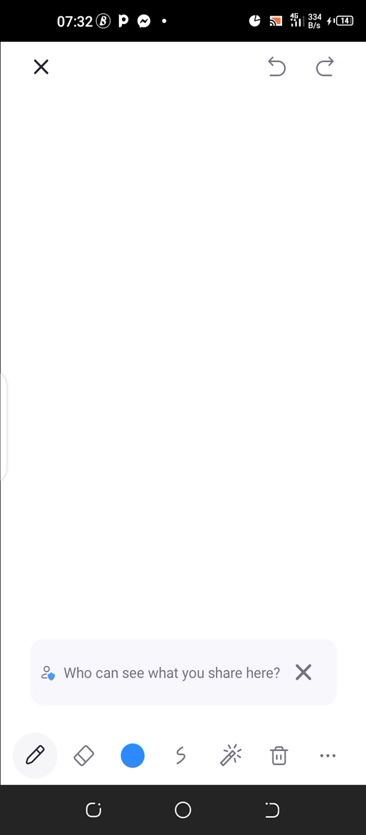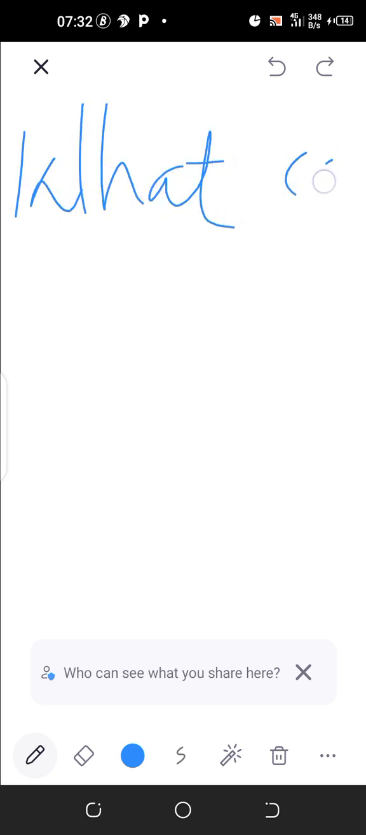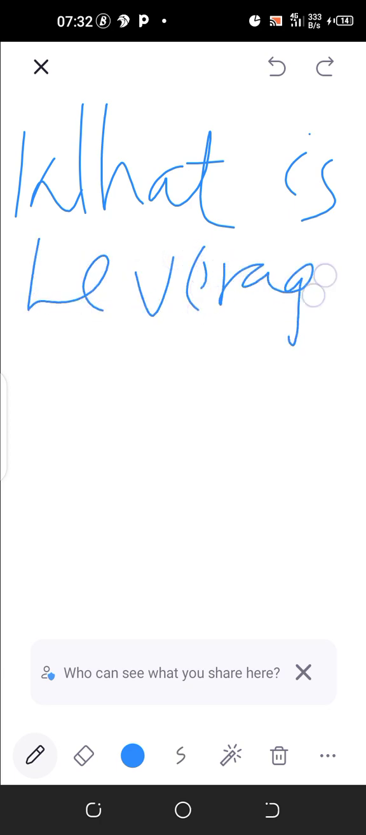So now let's just talk about leverage. What is leverage? Many traders have asked me this question several times.